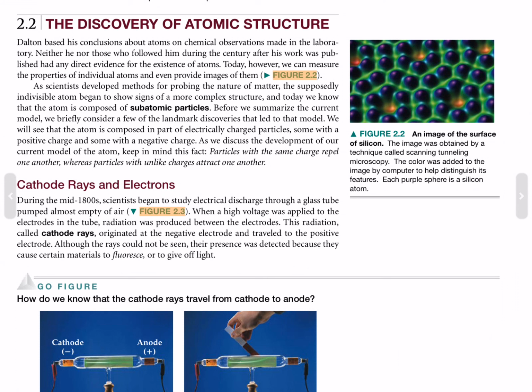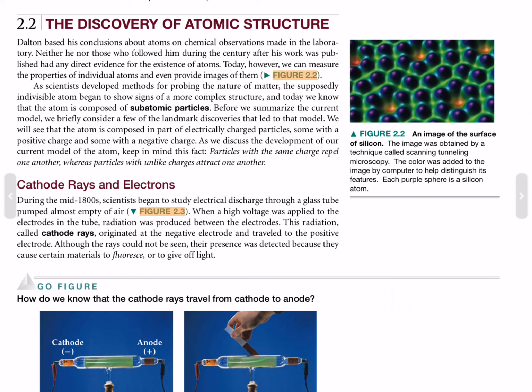Section 2.2. The discovery of atomic structure. Dalton based his conclusions about atoms on chemical observations made in the laboratory. Neither he nor those who followed him during the century after his work was published had any direct evidence for the existence of atoms. However, today we can measure the properties of individual atoms and even provide images of them.